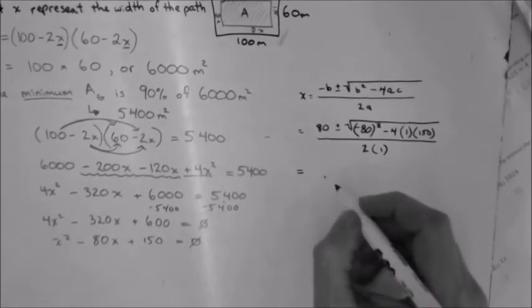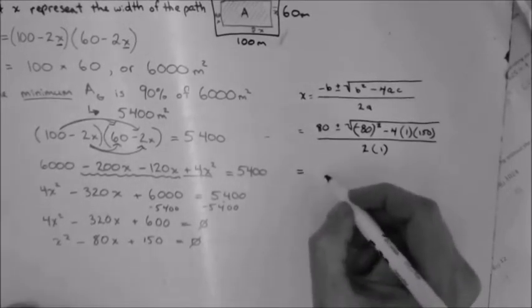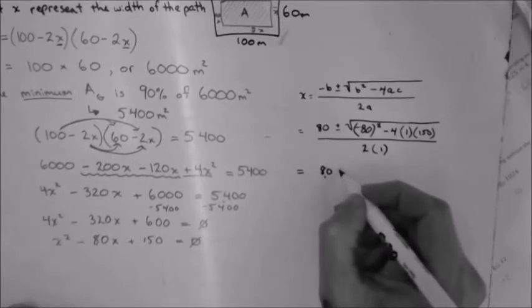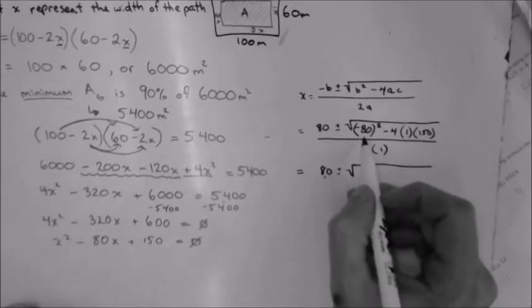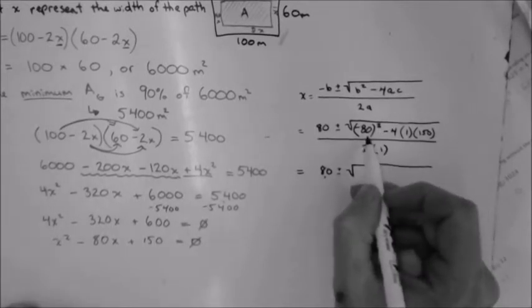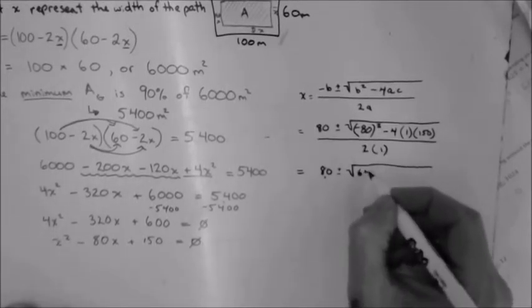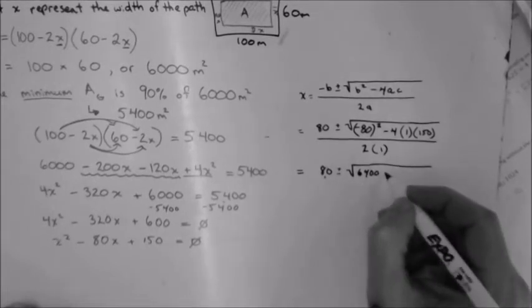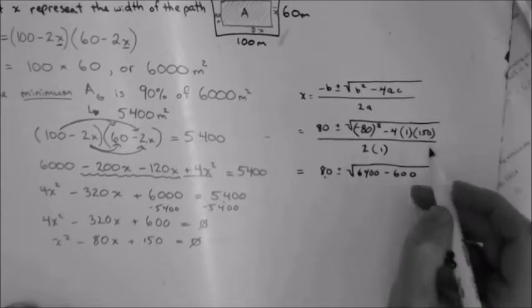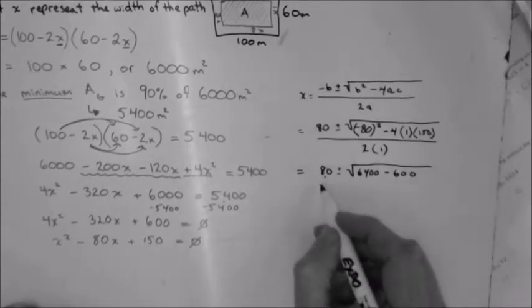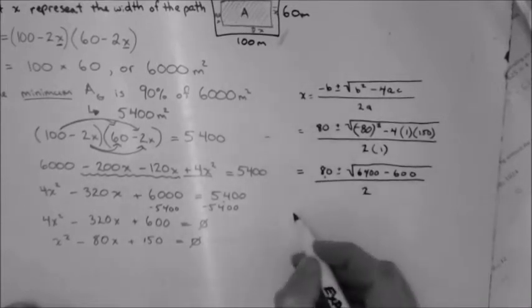And I'm going to work this out inside my square root here. In order to do this, I just do 8 squared and add 2 zeros, right? So I've got 6,400 minus 600. It's 150 times 4 over 2.